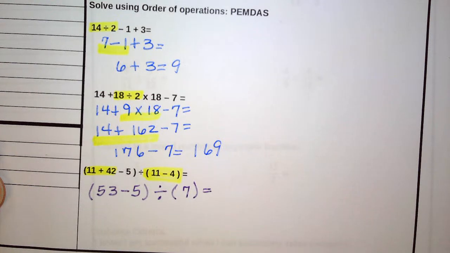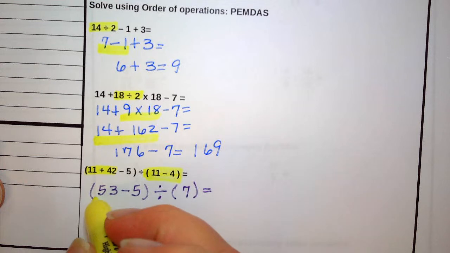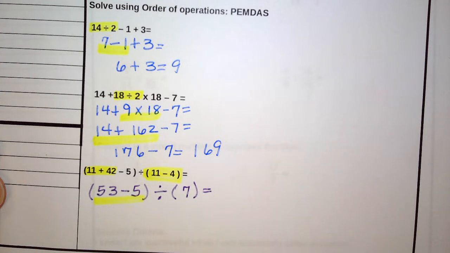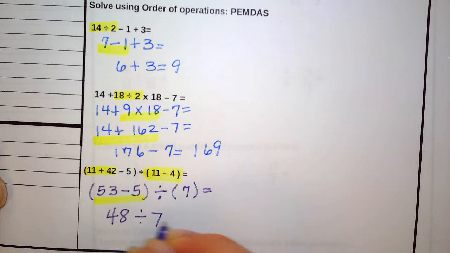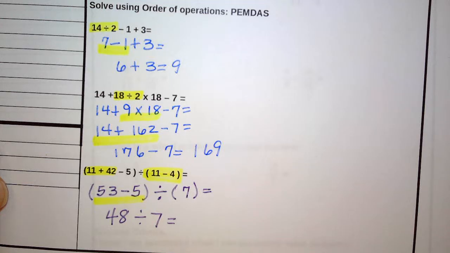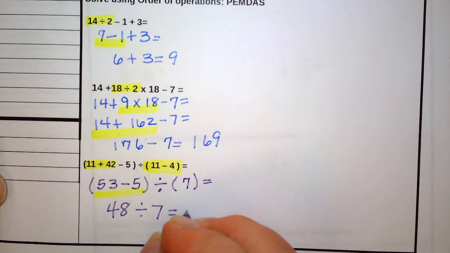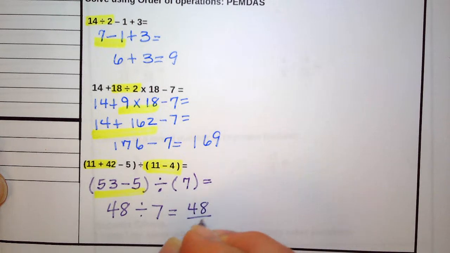Now, I still have parentheses. 53 minus 5, and we get 48. Divided by 7. Now 49 divided by 7 would be 7. So 48 divided by 7 is going to give me a fraction. And that will simply be 48 over 7.